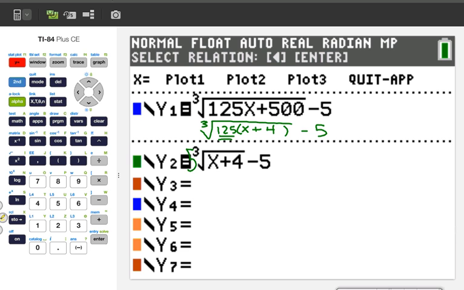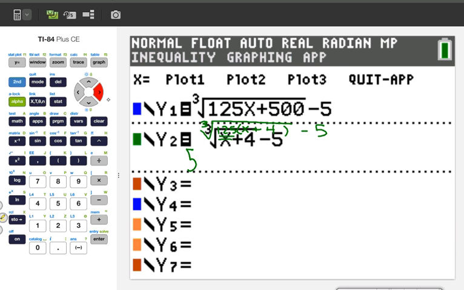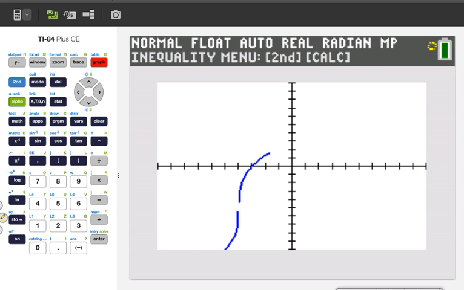In fact, let's go down to y2 now. And if you hit second delete, it'll shift everything over, and you can insert that 5. I'm thinking that this green graph is the same as the blue graph. It just needed to be dilated by 5, shifted left 4, down 5. When I hit graph, I think I'm going to have a match.